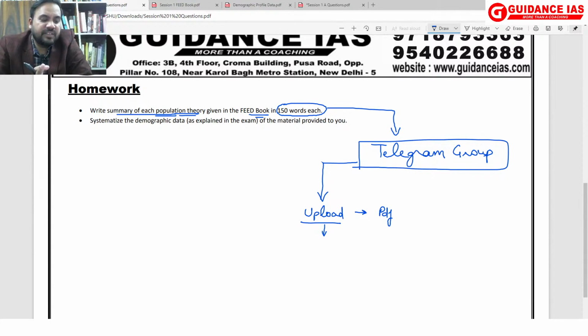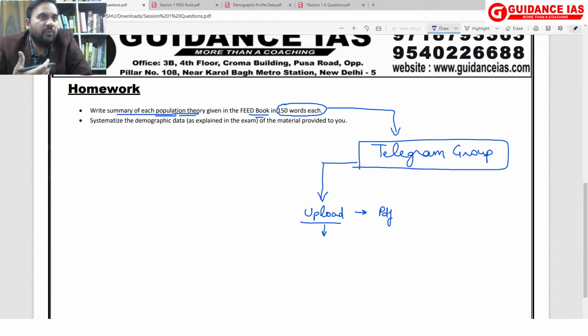Have you understood what I am saying? Yes or no? Okay, so you will be uploading this in the Telegram group, and again I am saying that I will not be checking, but it is a kind of thing which will make you accountable, and also because you will be uploading, others will also be seeing your work.